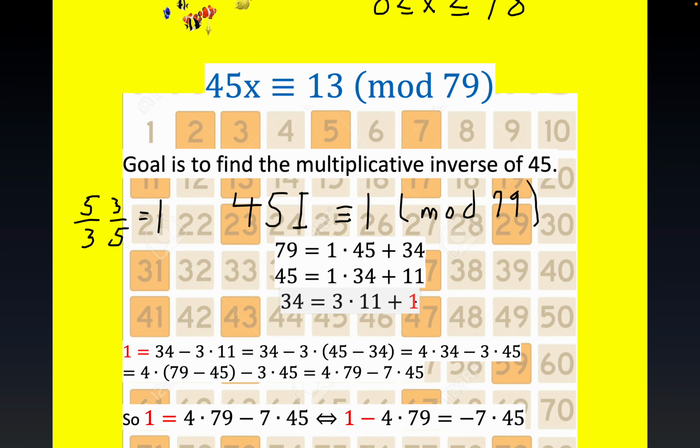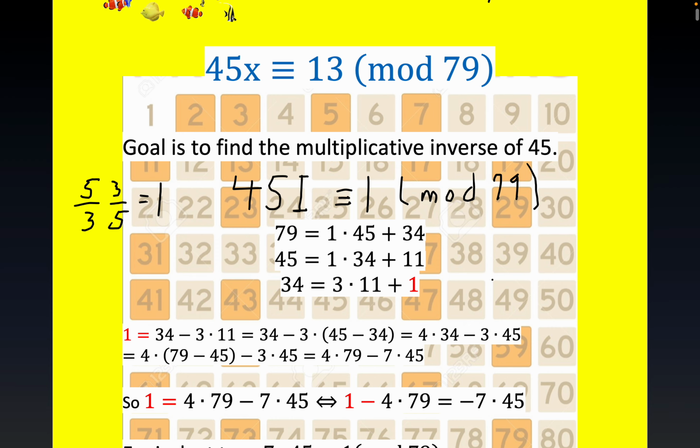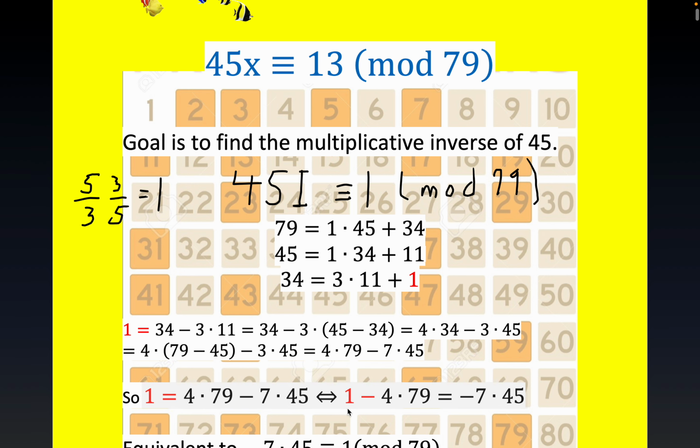You see what I did right here? I wrote down that 1 is equal to something that's obvious, 34 minus 3 times 11. But you're not interested in doing a computation here. Now notice that 11 is equal to 45 minus 34. That's where this 45 minus 34 comes from. And we're trying to get to a point where it's a linear combination of 45, and it's connected all the way to the back, basically. All right. And so all of this work gets us to this step.